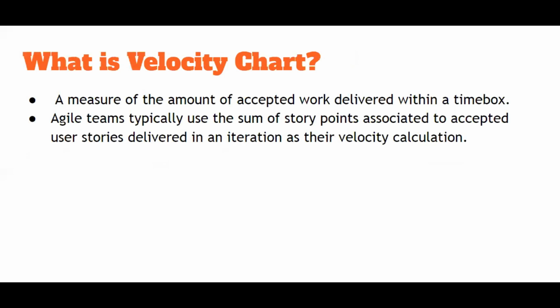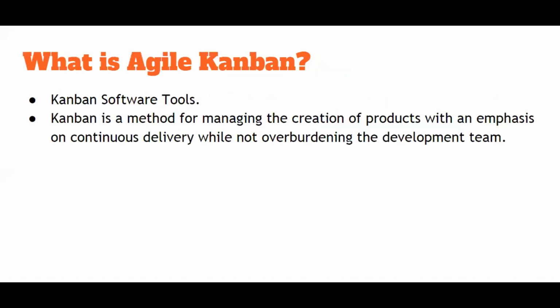Now, what is velocity chart? It means a measure of the amount of accepted work delivered within a time box, within a given time. Agile teams typically use the sum of story points. Story points are some expected points which you give to any particular issue based on how much time it will take, how complex it is. Okay, so we keep a sum of story points and we can track those story points, how they are moving. That is known as velocity calculation or velocity chart.